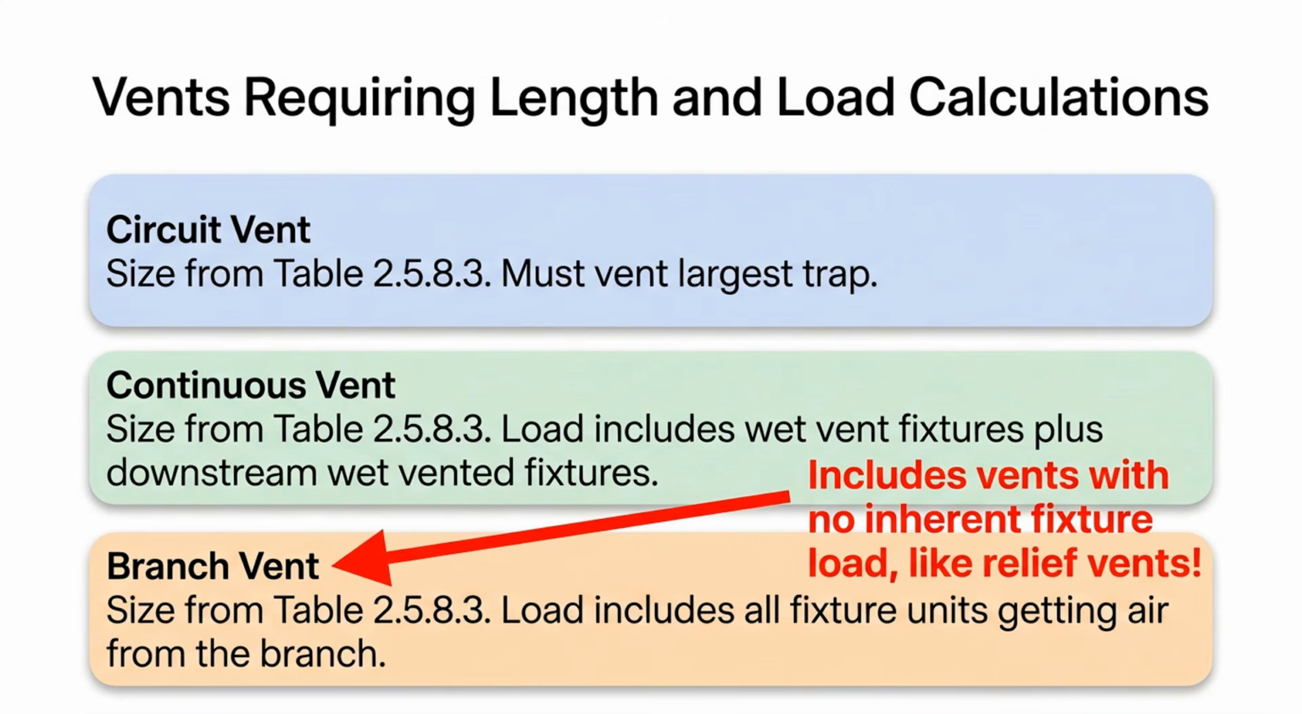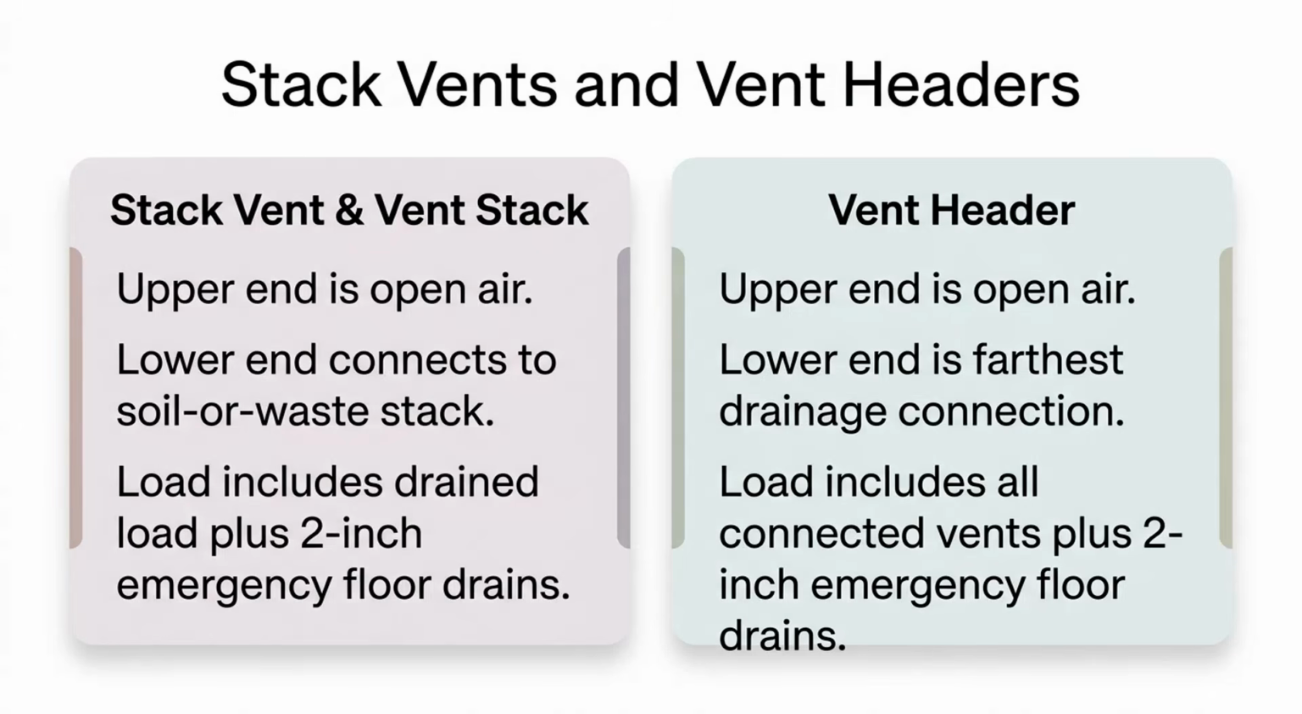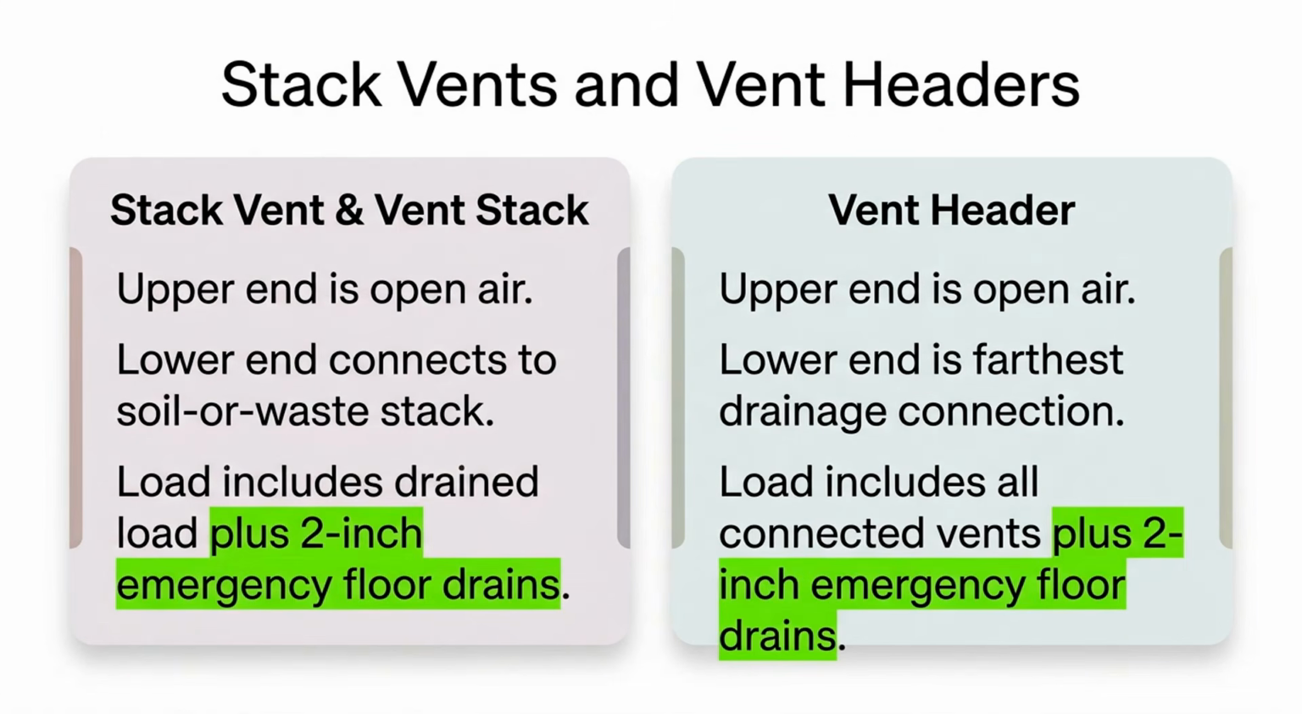Stack vents, vent stacks, and vent headers are the major arteries of your venting system, terminating in open air. For all of these, your fixture unit load must account for the primary drainage load, plus any secondary vented fixtures. A very common mistake is forgetting the emergency floor drains. You must always remember to add the venting fixture units from any 2-inch emergency floor drains into your total load calculations for these major stacks and headers.